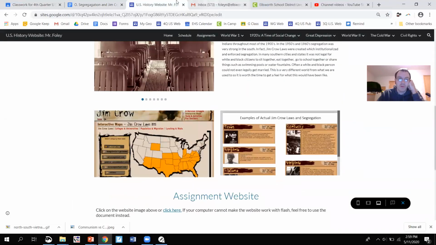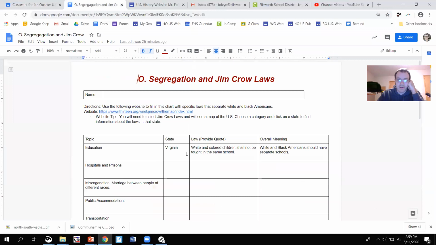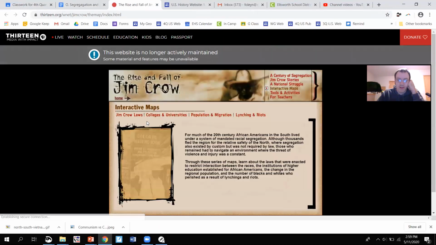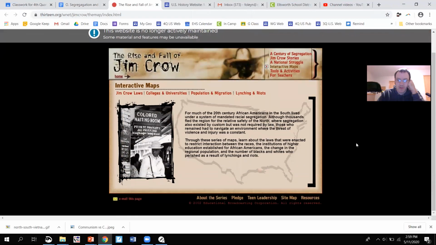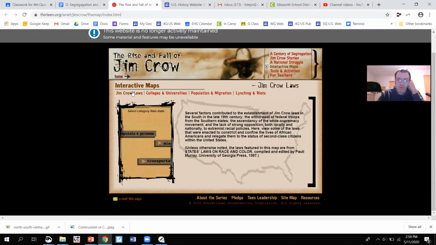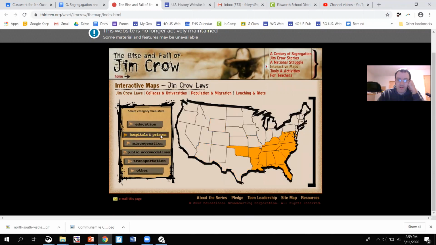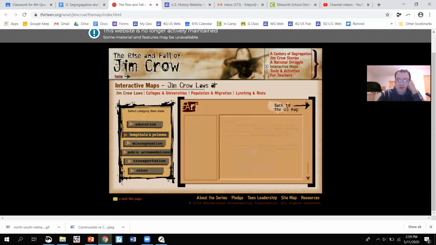And then you're gonna go to a website. Now the website is linked right in here. So you can click on that, it's 13.org. It does require a Flash player, so you're gonna need that. You're gonna go to Jim Crow laws. And then what you'll do is that for each of these categories, you're gonna choose a state. And look at what it says.